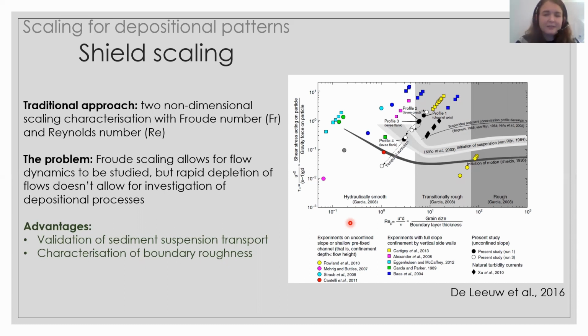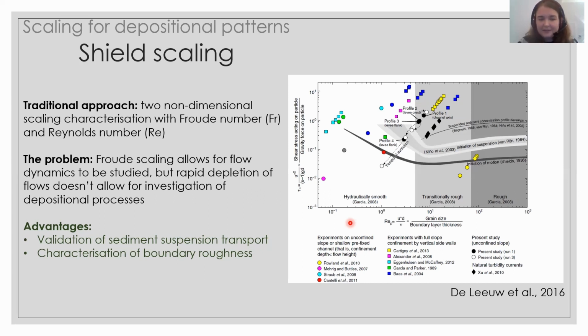And with Shields scaling, you basically have to look at two numbers. One is the Shields number, and the Shields number tells you if your particles are transported in suspension. So this is one of the things you want. You want your particles to be transported in suspension.